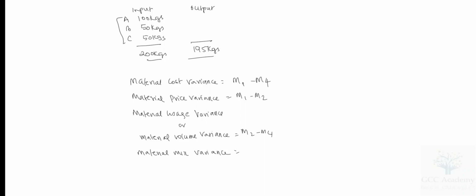Material volume variance, then so material mix variance is M2 minus M3 and material yield variance is M3 minus M4. Okay, are you able to understand this?